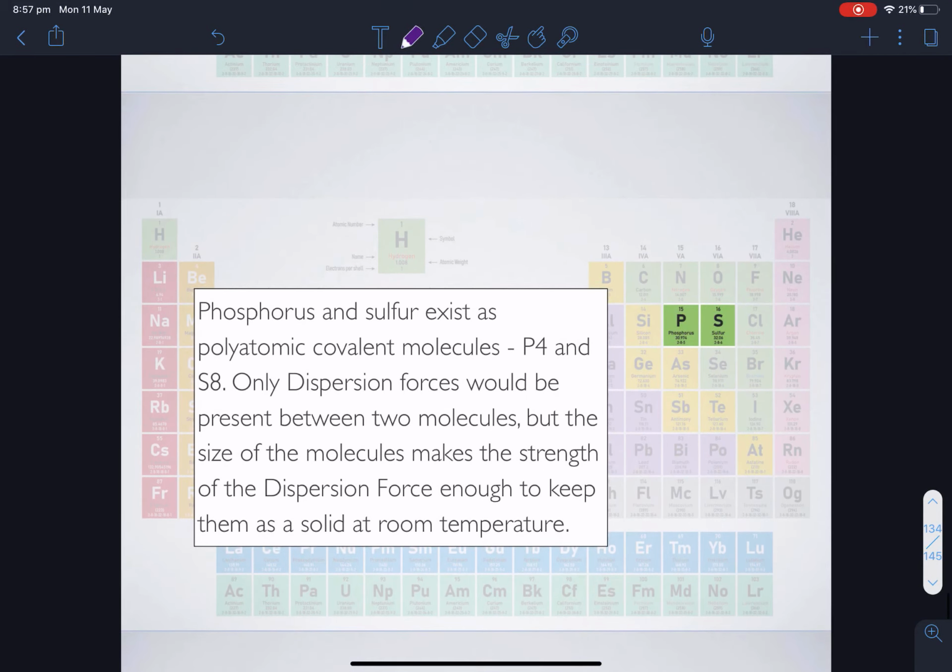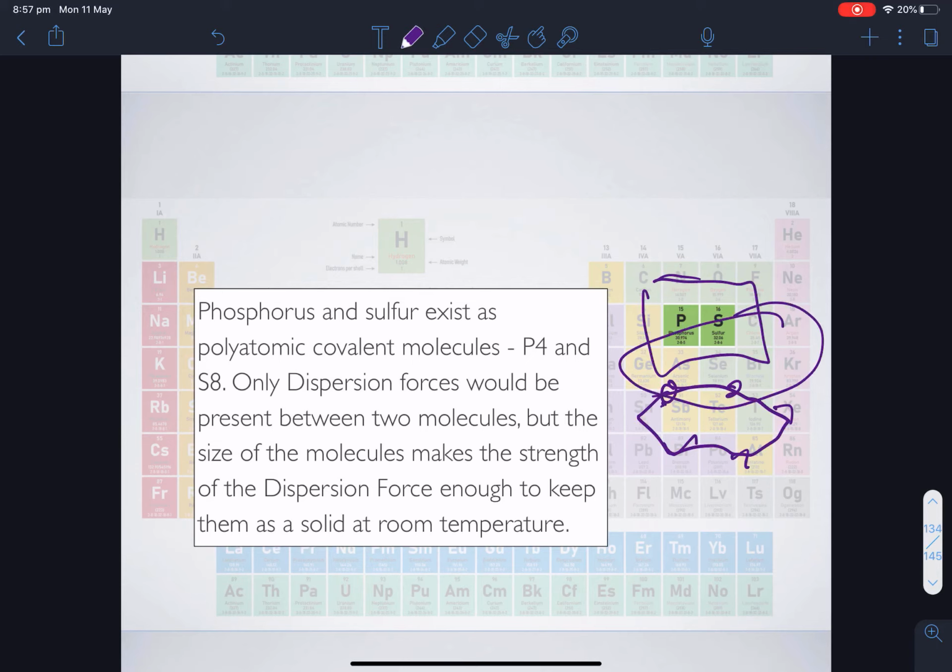Okay, you've also got phosphorus and sulfur, and these exist as polyatomic covalent molecules. Those polyatomic covalent molecules, the ones that we talked about early in the allotropes, just have dispersion forces. But the size of these molecules, remember that sulfur had that 8-member ring, let's presume they're 8. Because they're so much larger, they'd have a lot of dispersion forces around them. So these are solids at room temperature and pressure, because they've got those larger molecules, more dispersion forces.